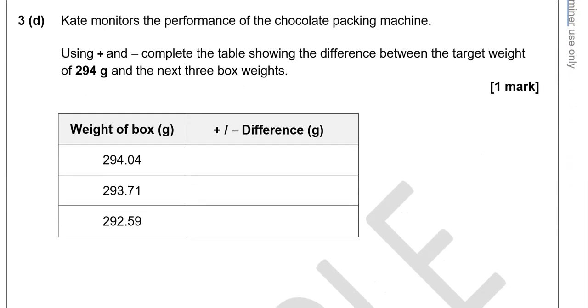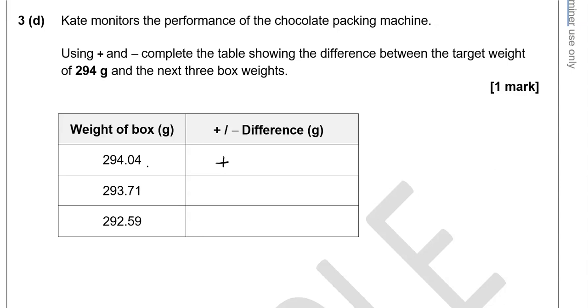Kate monitors the performance of the chocolate packing machine. Using plus and minus, complete the table showing the difference between the target weight of 294 grams and the next 3 box weights. Looking at the first one, that is 294.04, which means it's higher than 294. So it's a plus. But what is the difference?